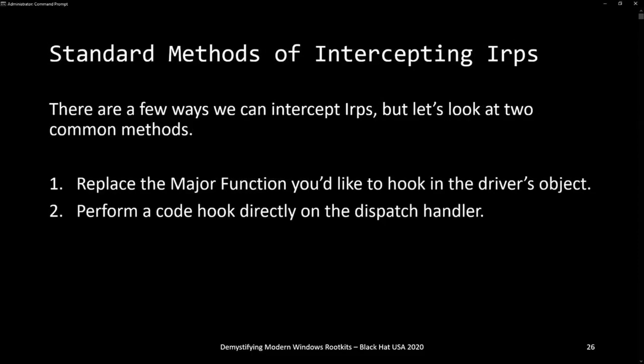So let's talk about standard methods of intercepting IRPs. The few common methods include, in the driver object, there is this MajorFunction array. Now this MajorFunction array contains pointers to dispatch functions, and the index for this array corresponds to the major function code. So let's say we want to hook a specific major function code. Well, what we would do is go into the MajorFunction array, and for that index, replace the dispatch function pointer with our own dispatch function. Another option is to just perform a code hook directly on the dispatch handler.